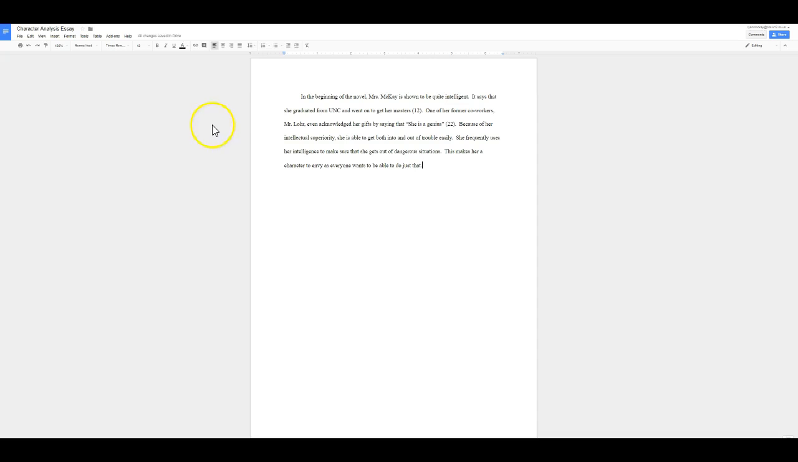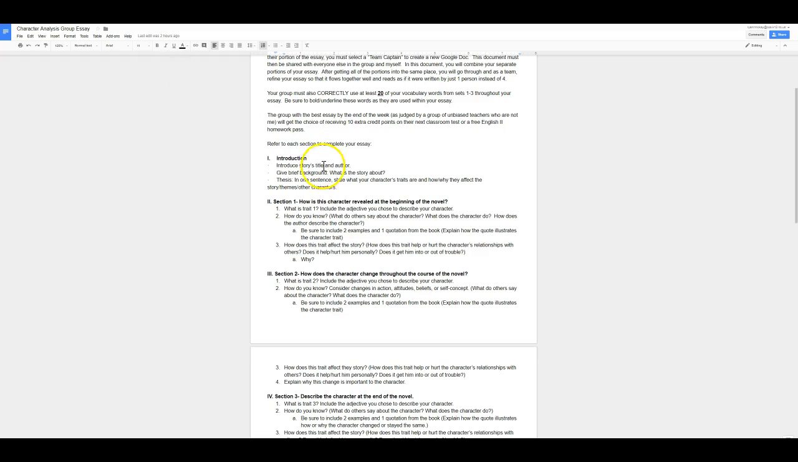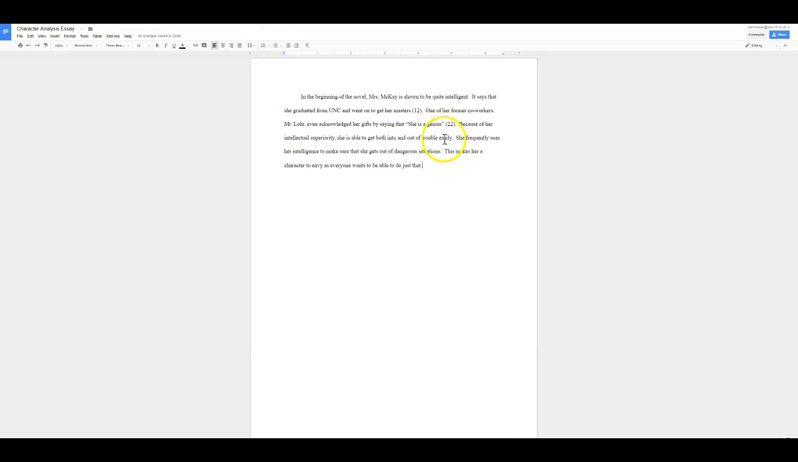So I've got my 2 examples. I've listed them both in the same sentence. You don't have to do that. You can split them up. I have got my quote in here. I have introduced who said the quote, and then I've made sure again to cite where in the novel that came from. And then I kind of go on to explain why that's important to the novel. So I have made sure to explain what the trait is, explain how I know, and talk about how it affects the story. It affects the story because she uses her intelligence to get out of dangerous situations.